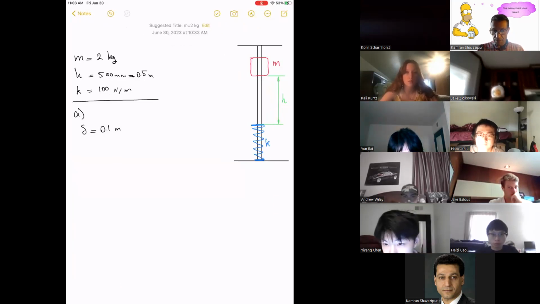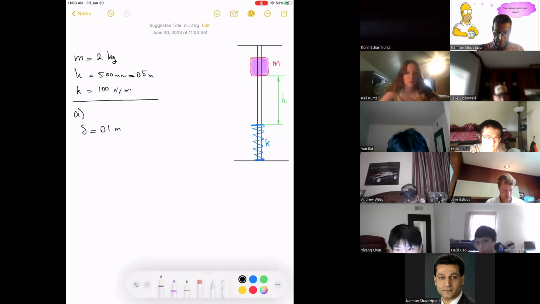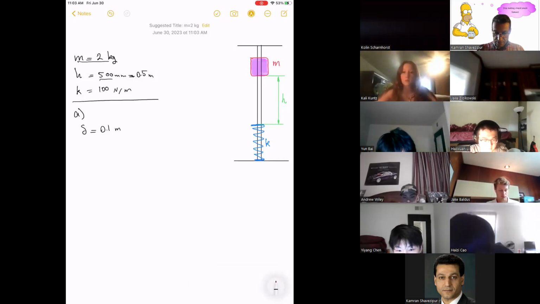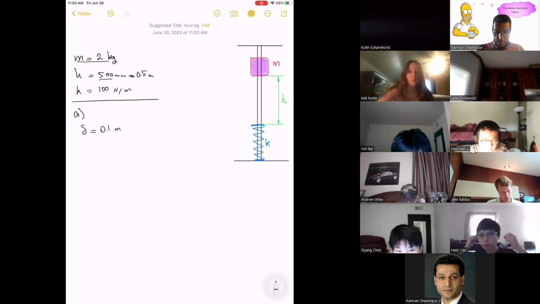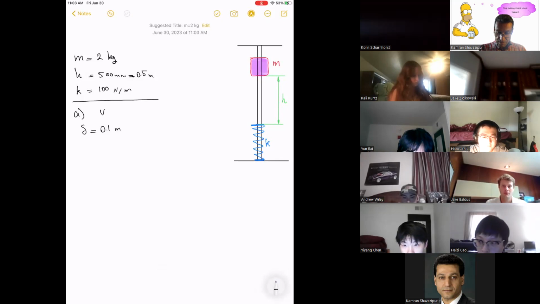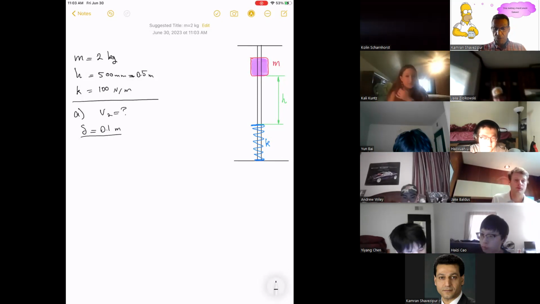You had a vertical rod. You had this mass, stationary at this position, H above the spring. You have the numbers. H is 500 millimeters. The mass is 2 kilograms. And the stiffness of the spring is 100 Newton per meter. So the first part of the problem asks: how much is the velocity when the deformation of the spring is 0.1 meter?